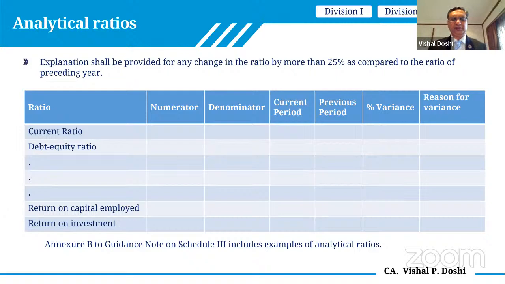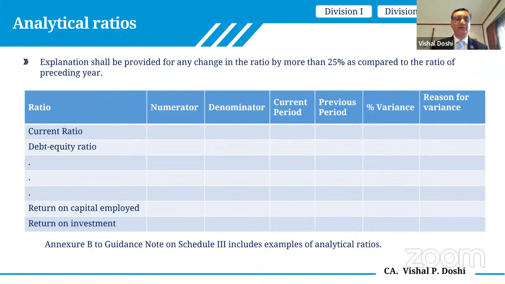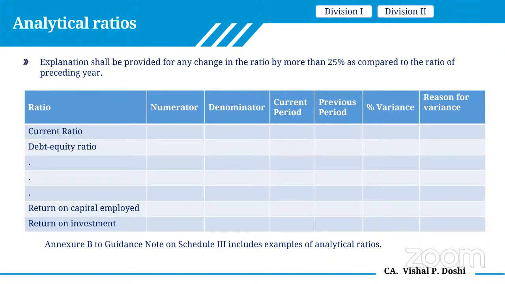One more thing, friends, I would like to share, may not be relevant for March 22, but definitely going forward. Let us say for March 22 you have taken certain elements in the ratio, some in the numerator, some in the denominator, and in the comparative 21 also you have taken the same. You have provided the ratio for both the years, 25% variance, fine. Going forward, let us say after a couple of years you feel, based on industry practice and your discussion with other professionals, that there is a need to modify some element or the basis on which the ratios are being worked out.